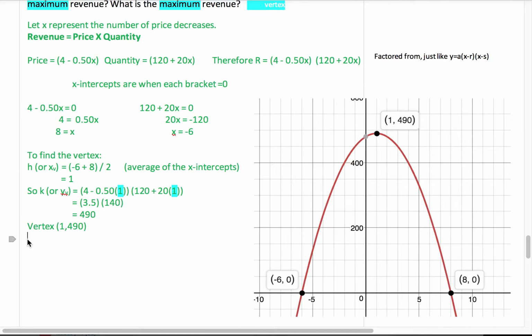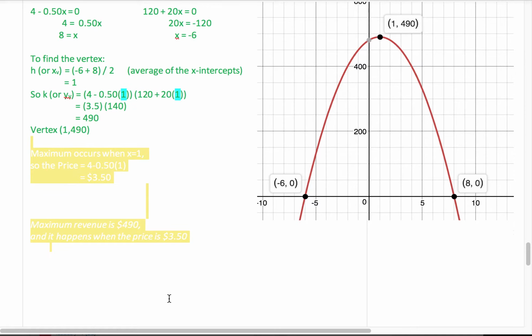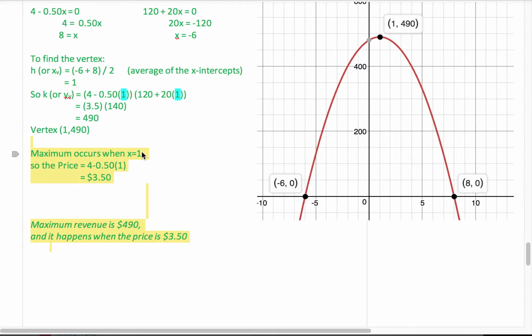So to find the exact price, we need to substitute that x value of 1 in. So the maximum occurs when x equals 1. Price then is 4 minus 0.50 times 1, which is 3.50. So the maximum revenue is $490, and it happens when the price is $3.50.